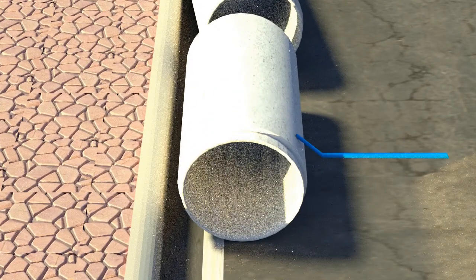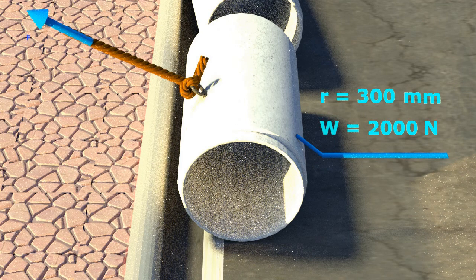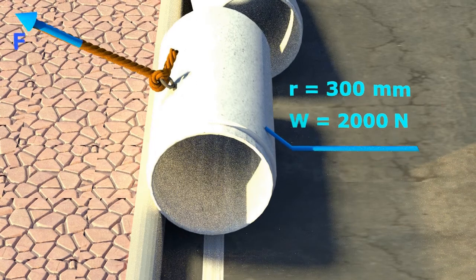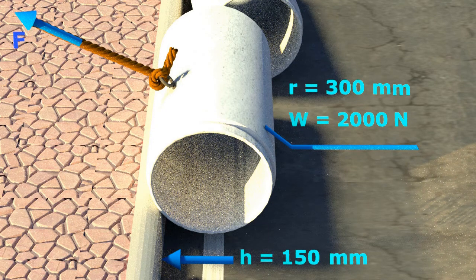A typical pipe of radius 300 mm and weight 2000 Newton is to be pulled over the footpath. Find the magnitude of force F required to just turn the pipe over the curb of footpath and hold it in position. Height of curb is 150 mm and force F is acting at 40° angle to horizontal through the center of gravity of pipe. It might seem like a ghost is holding the rope, but it's not.